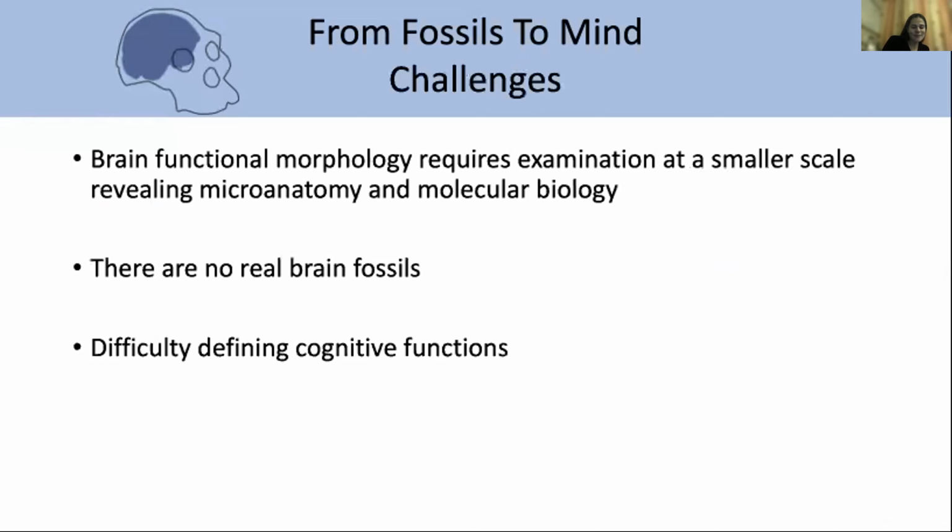But when it comes to applying this principle to brain functional morphology from the fossil record, it's a lot more challenging. This is because brains don't really preserve in the same way. And brain functional morphology requires examination at a smaller scale. We have to look at microanatomy. We have to look at molecular biology. And it's also really hard just to define the cognitive functions that the mind does.